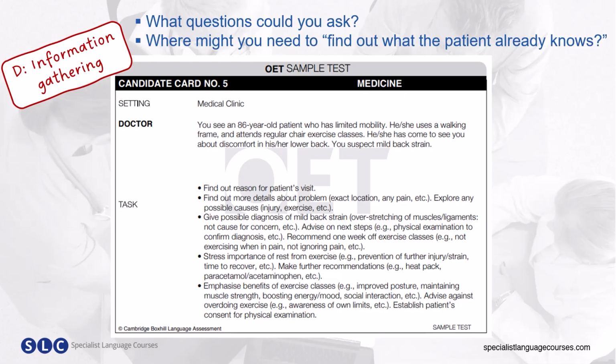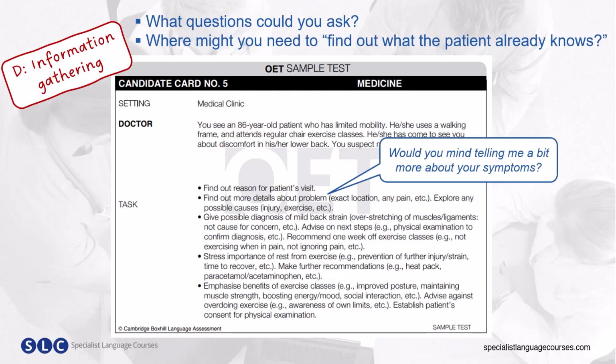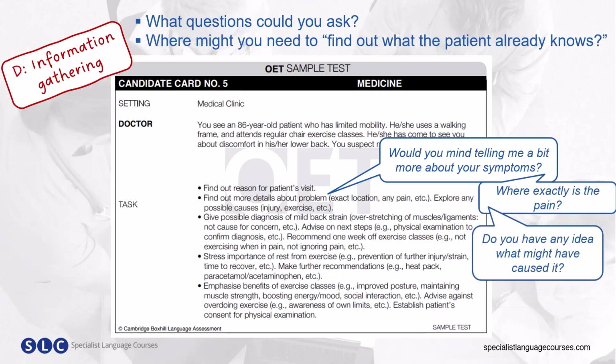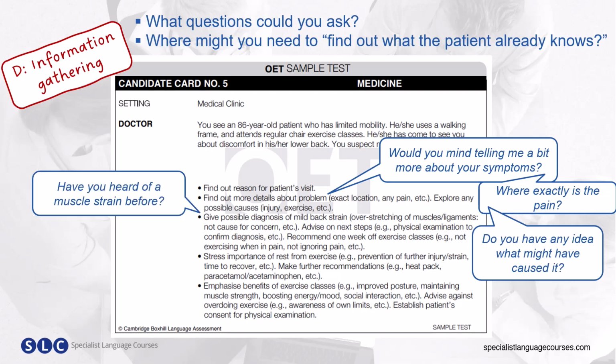Information gathering. It's important to think about the type of questions you might ask. And remember to start with open questions, such as, would you mind telling me a bit more about your symptoms? Followed by closed questions as necessary, such as, where exactly is the pain? Do you have any idea what might have caused it? And we might want to find out what the patient already knows about a medical condition or perhaps a procedure. So in this role play, we might ask, have you heard of muscle strain before we give the diagnosis?